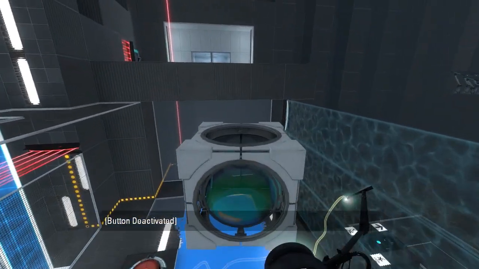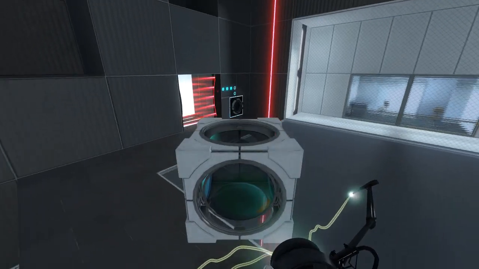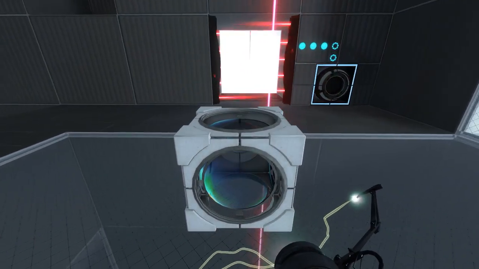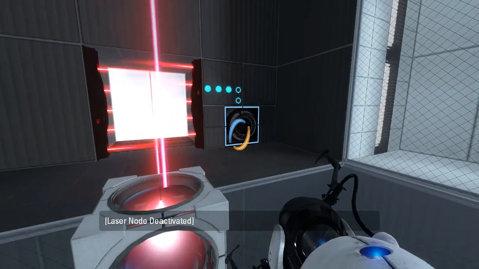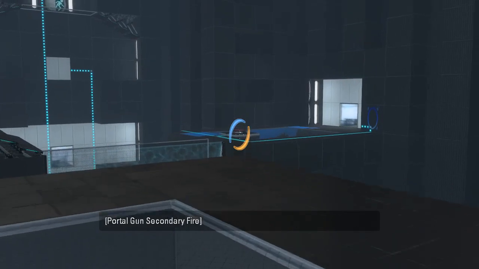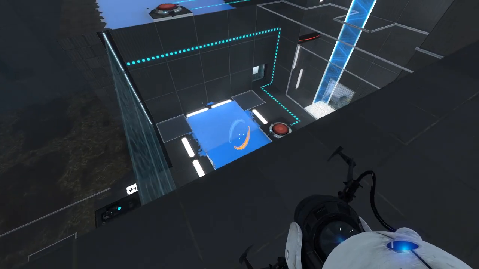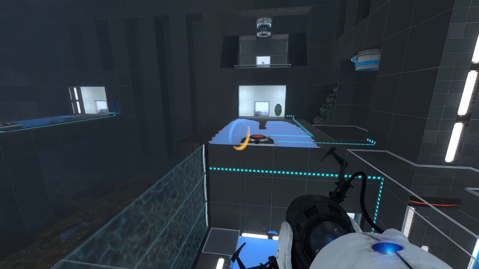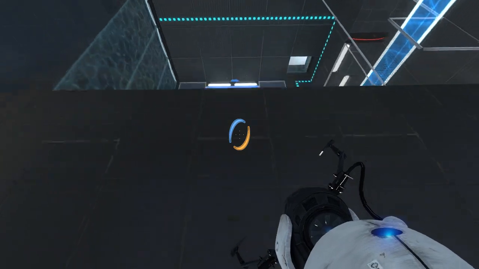Let's bounce our way up here. There we go. Don't know what that's about either. I'm probably breaking the map by doing this, but I don't know what that's for. I don't know what all of this is for. But I've used everything else, so... let's get ready for this, I suppose.